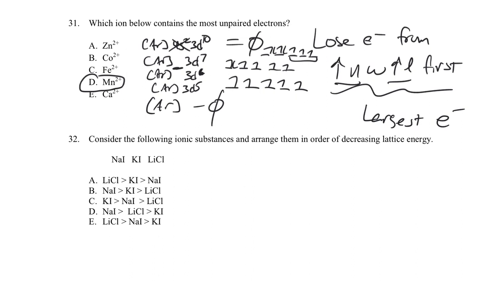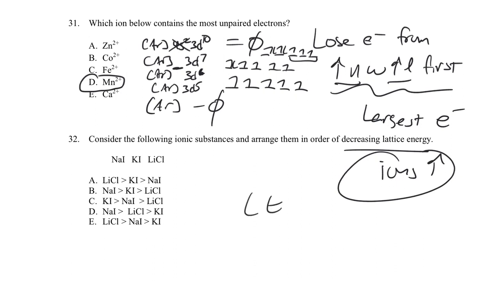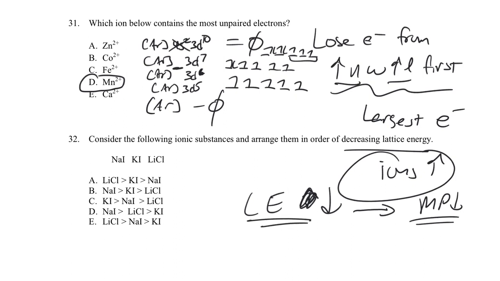Consider the following ionic substances and arrange them in order of decreasing lattice energy. So lattice energy decreases when the ions become larger. As ions become larger, they decrease in lattice energy. If lattice energy drops, that leads to a lower melting point too. Melting point ends up coinciding with lattice energy for ionic compounds.